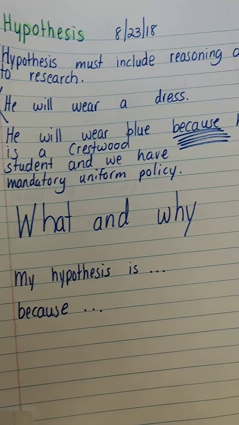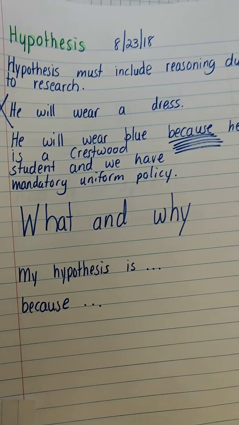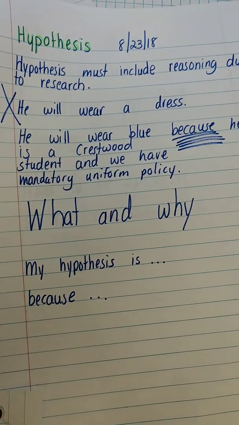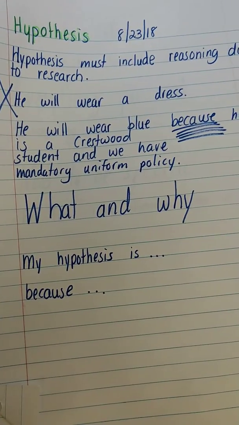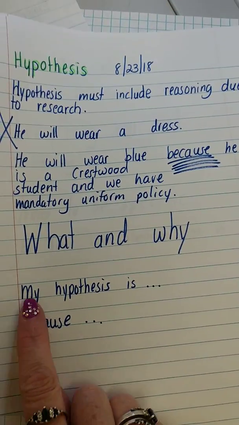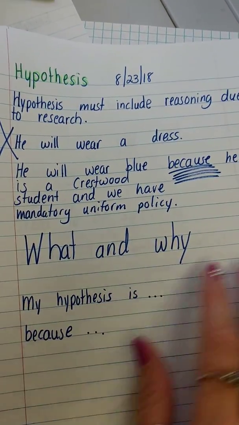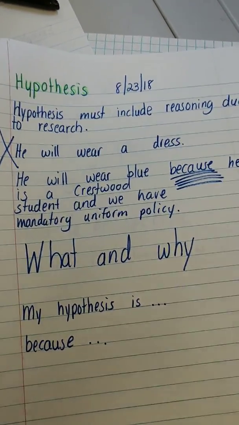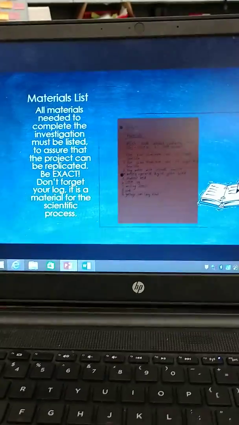But if I were to say that I will see Daniel wearing blue tomorrow because he is a Crestwood student and we have a mandatory uniform policy, that is based on research and background data. The what and the why. And a hypothesis statement should say, my hypothesis is, and give the outcome they think is going to happen, and the because statement. The next thing we have is our materials list.